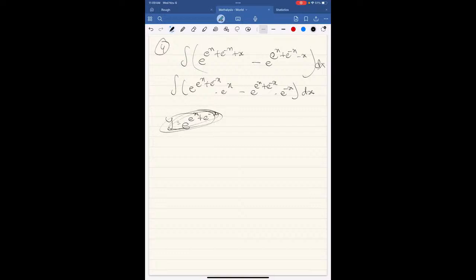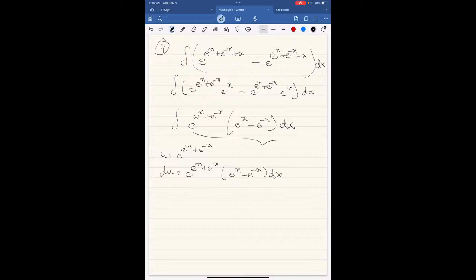Okay, guys, wait. I think I observed something. If I take this as common, I get e to the power x minus e to the power minus x, right? Now, if I let this as u, my du will just be e to the power x plus e to the power minus x times derivative of the exponent, e to the power x minus e to the power minus x dx. So this is exactly this du, and that's awesome. So I get integral of du, which is just u plus c, and so u is e to the power x plus e to the power minus x.